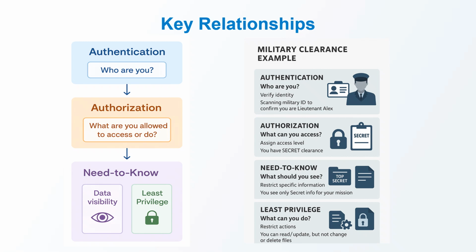So when you look at these relationships together, the picture becomes clear. Authentication confirms who the user is. Authorization then decides what they're allowed to do. And inside that, need to know limits what information they can see, while least privilege restricts what actions they can perform. These layers work together like a security chain, each one reinforcing the next.